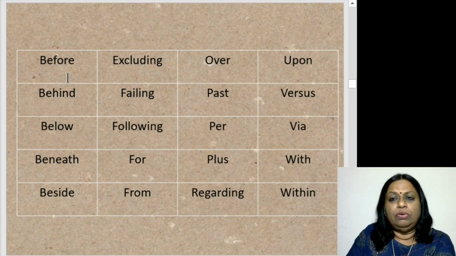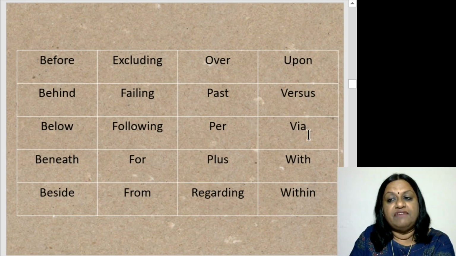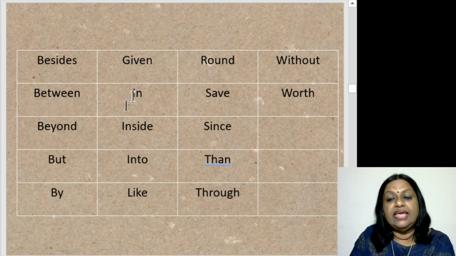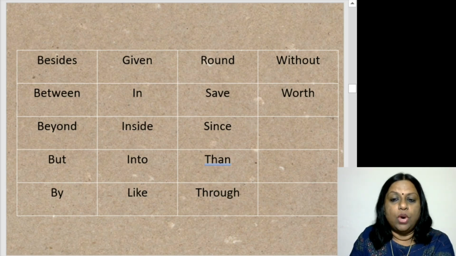But then in English it holds the sentence together: before, behind, below, beneath, beside, excluding, failing, following, for, from, over, past, per, plus, regarding, upon, versus, via, with, within. So do you see all these words which we use even without thinking are all prepositions? Besides, between, beyond, but, by, given, in, inside, into, like, round, save, since, than, through, without, worth.